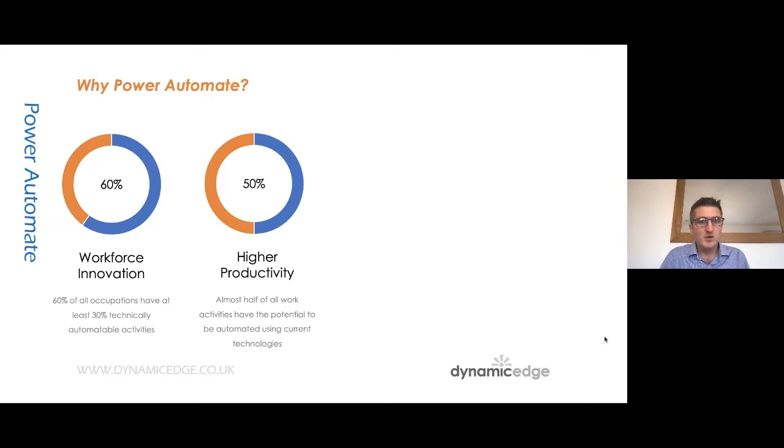Higher productivity, almost half of all work activities have the potential to be automated using current technologies that we have today. So if you haven't yet started thinking about this, let's start looking at some of the processes that we have within the organization and thinking, could we automate them? Could we be saving people time? Could we be saving the company time and ultimately making our organizations more profitable by automating the tasks that we have?